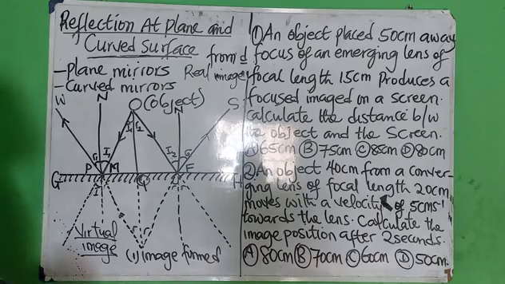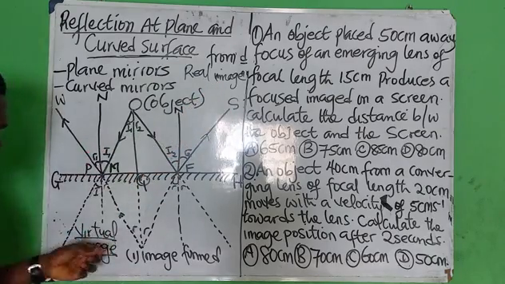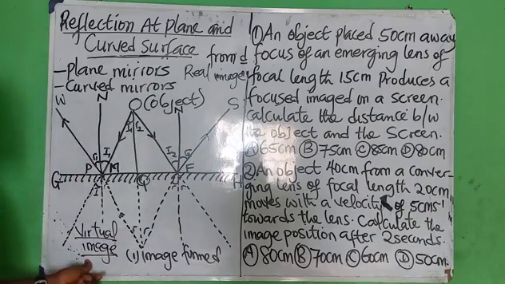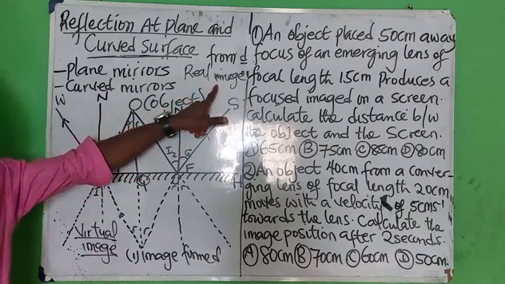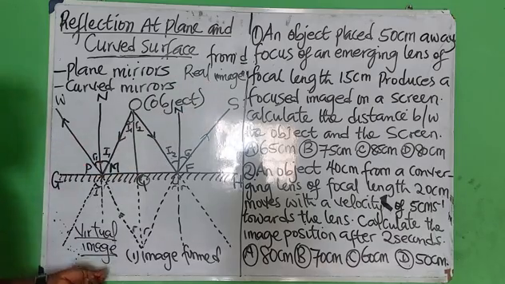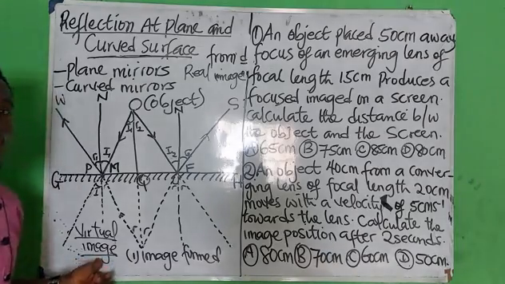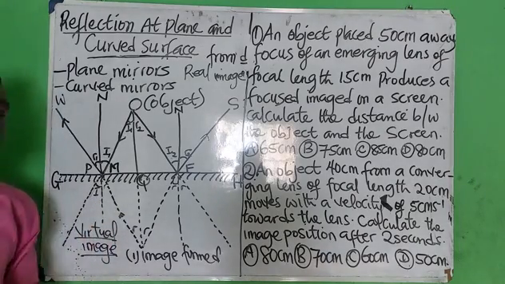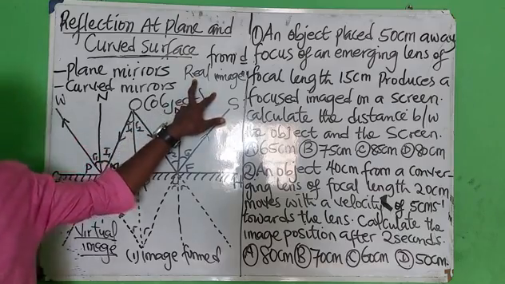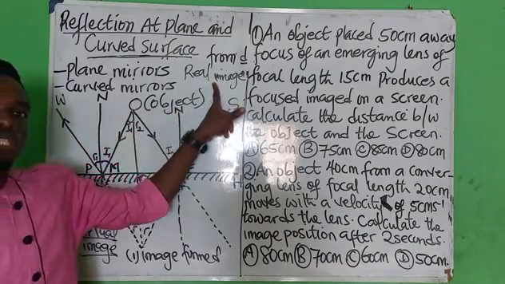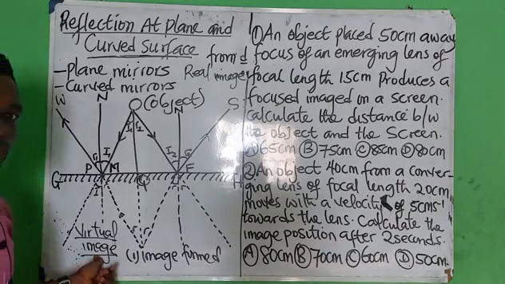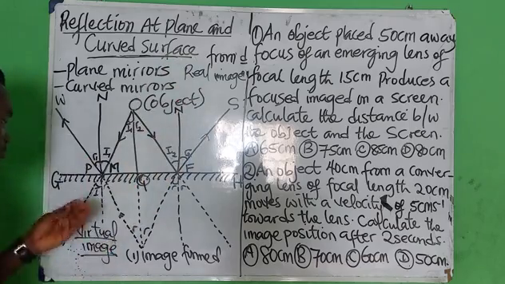Now, what are the differences between real image and virtual image? One, real image permits the passage of light through it, but virtual image does not actually permit the passage of light through it. Secondly, real image can be formed on the movie screen, while the virtual image cannot be formed on the movie screen. So these are the two differences between real image and virtual image.